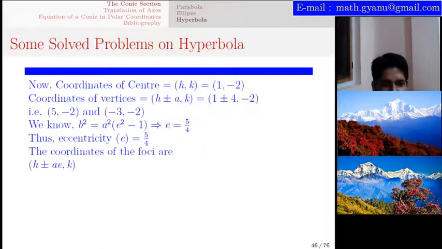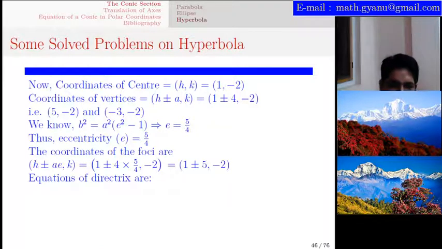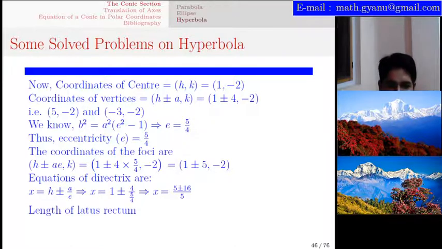And the coordinates of the foci are (h ± ae, k). Simply substitute the values, you have the values of h, k, a and e, and you will get your answer. And the equation of the directrix is given by x equal to h ± a by e, so simply substitute the values, that is x equal to 5 ± 16 whole divided by 5 is the equation of the directrix. You may write it in the same form, or you may write it as two equations separately, your choice.